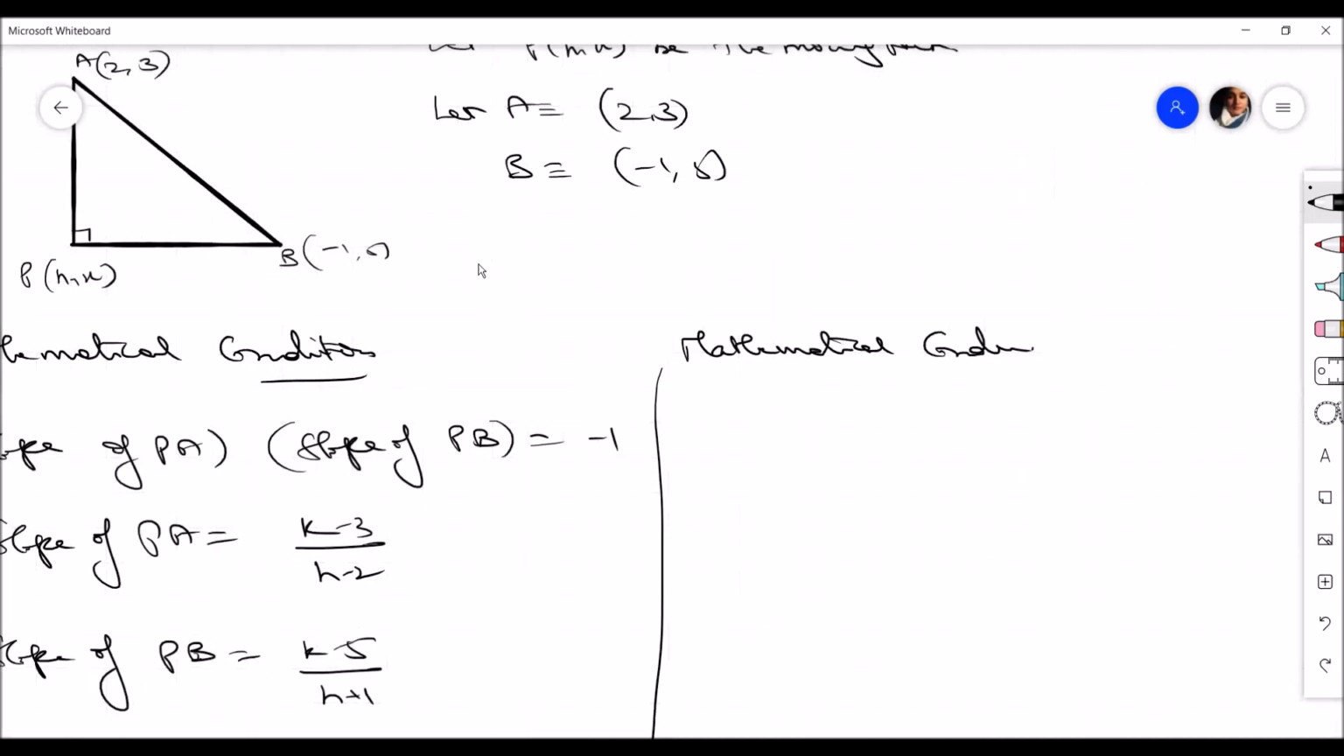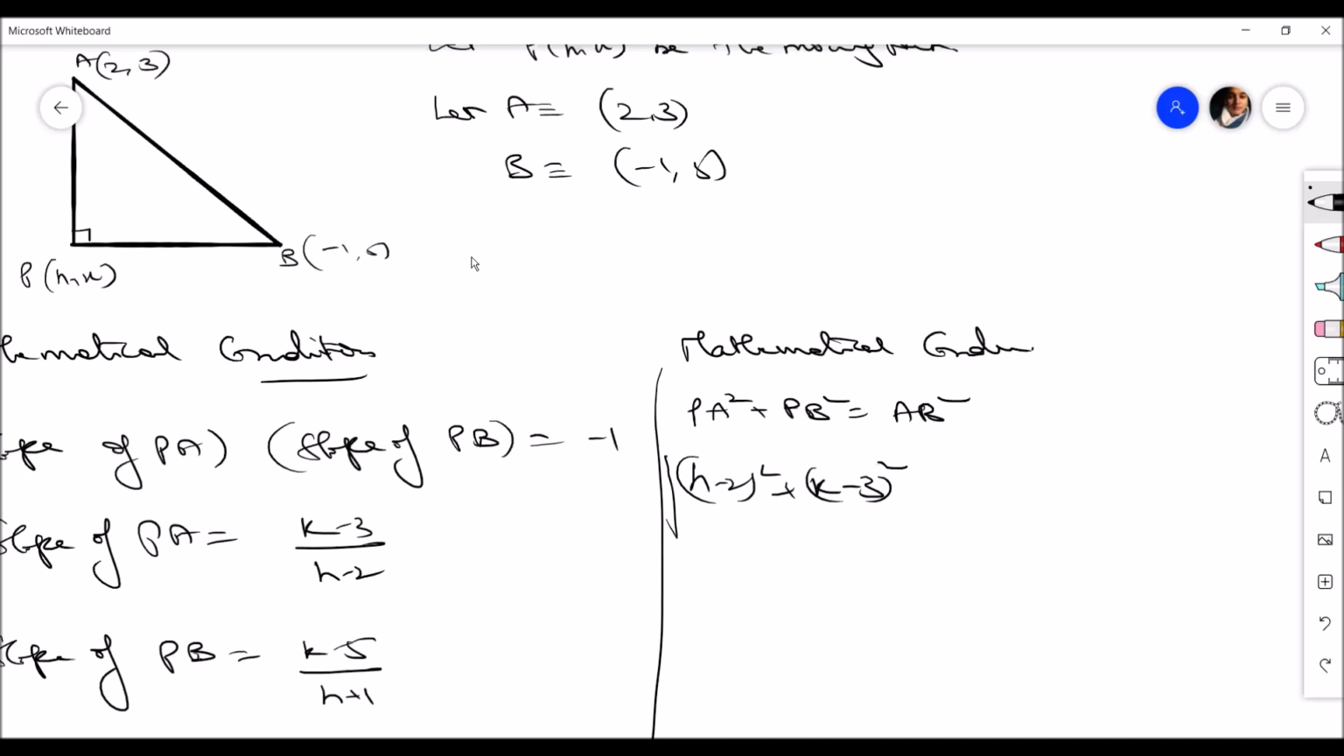What is the mathematical condition according to Pythagoras theorem? PA square plus PB square, this square plus this square, should be equal to AB square, using pure distances. Since there are squares to each of these terms, it will be relatively easier. Let's see which one among these is easier to solve. So PA square, we already know PA, that is the square root of (h minus 2) whole square plus (k minus 3) whole square.